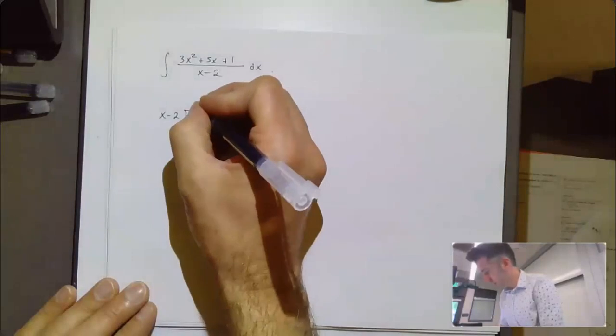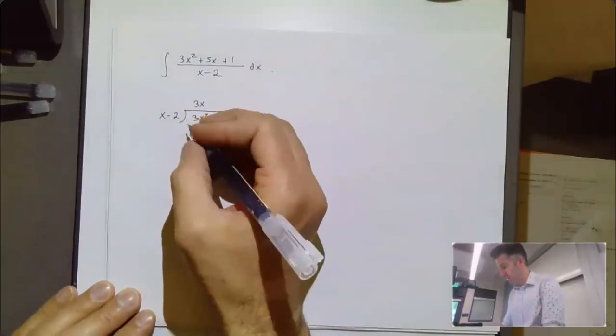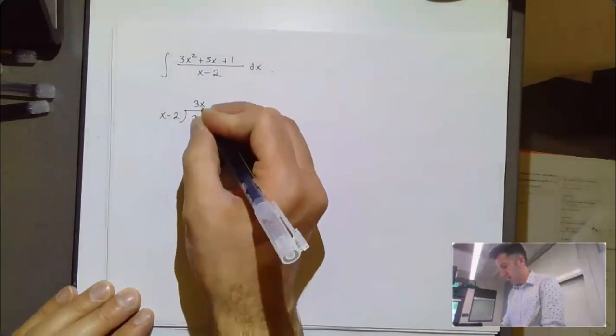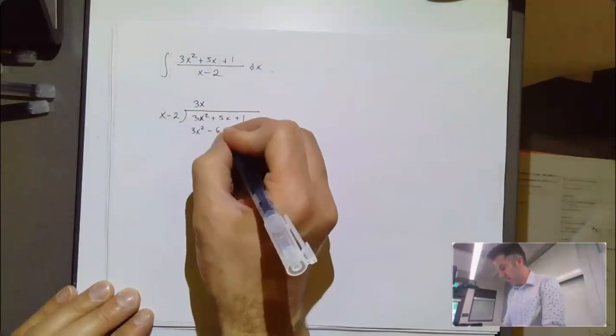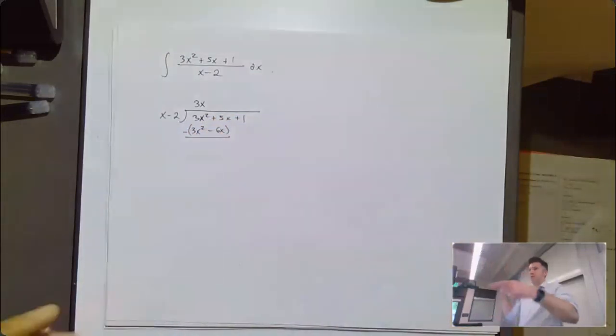And the answer is 3x. And then we do the multiplication. 3x times x is 3x squared. 3x times minus 2 is minus 6x. And then we subtract. I like doing it like that, but people often just change the signs.